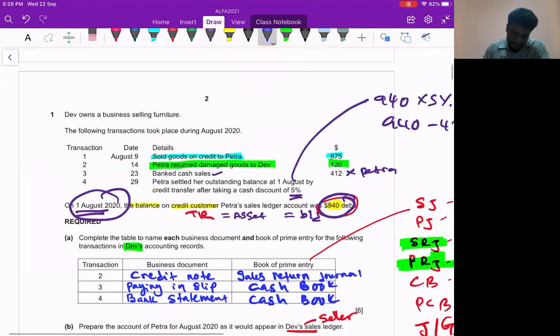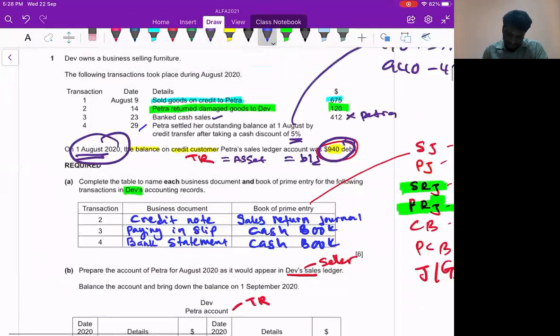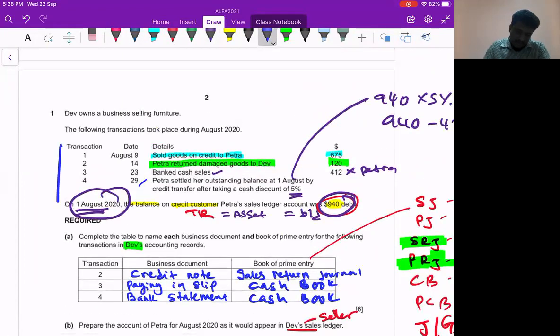When was it? 29. And also we have a discount allowed. Right here, discount allowed. Discount allowed is how much? 47. Anything else? No, we are done with all the transactions.